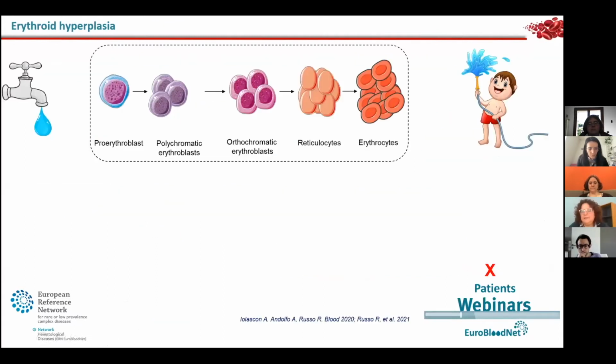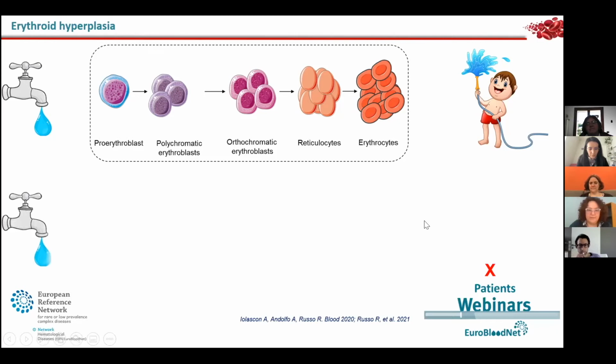To understand the erythroid hyperplasia, we can imagine the normal differentiation process of red blood cells as a water tap, and that flows in a water hose, in a water tube. And during the normal process, at the end of the process, we have the production of a lot of erythrocytes that correspond to the spill out of the water in this picture.